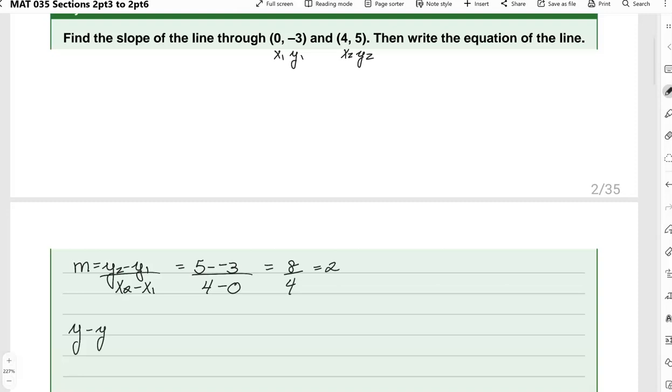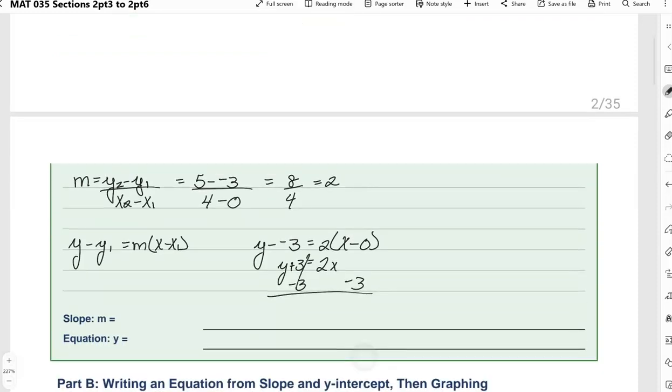And now I'm going to use my y minus y1 equals m times x minus x1. So we're going to have y minus -3 equals 2 times x minus 0. So we have y plus 3 equals 2 times x plus 0. And if I subtract 3 from both sides, I'm going to get y equals 2x minus 3. So my slope is 2. My equation is y equals 2x minus 3.